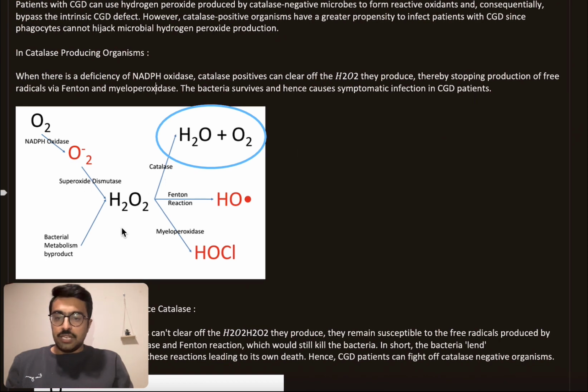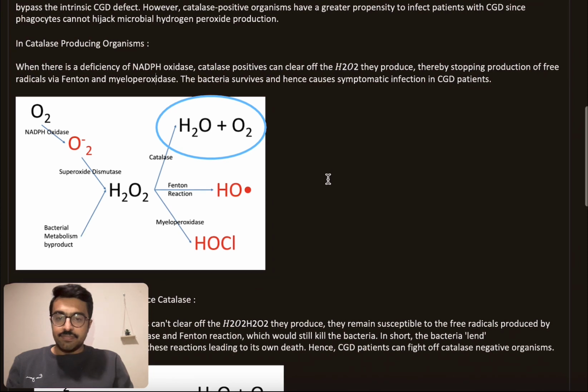So the minimal amount of H2O2 that is produced in the NADPH oxidase deficiency patients is not able to kill the bacteria, as the concentration is minimal, and it is minimally converted to the hypochlorite ion and the hydroxyl ion, because the bacteria has the catalase.